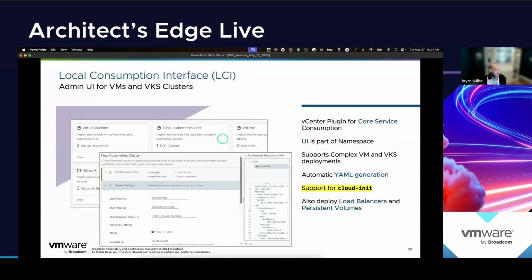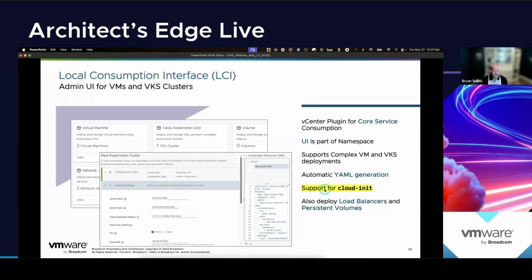We do offer at least 2 UIs of which I am aware, one of which is in vCenter. So again, going back to our whole, hey, you've got vSphere now and you want to implement this. It's called the local consumption interface, and it is an extensible thing that you would install on top of the supervisor.